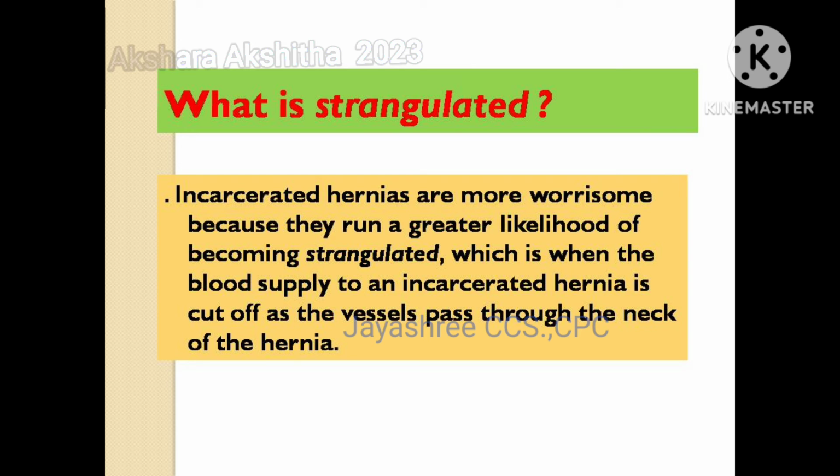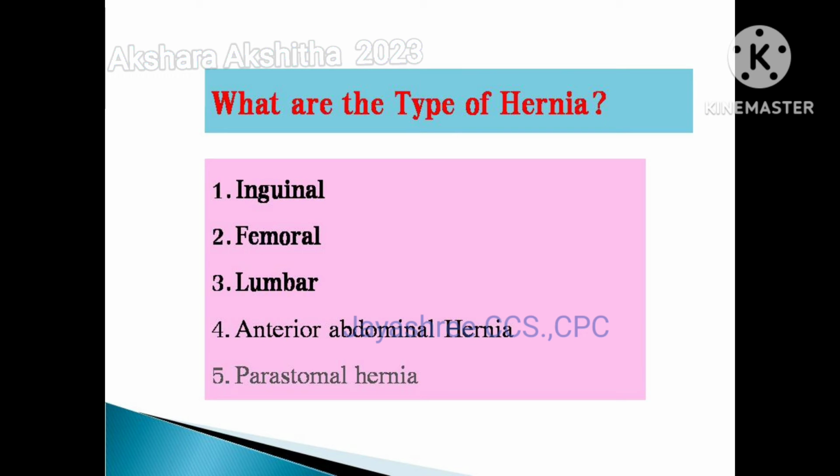So these are the terms we should know before selecting the CPT codes. Sometimes if the doctor does not say incarcerated, obstruction can also be considered as incarcerated for the CPT codes. Incarcerated, strangulated, obstruction or obstructed are terms we can consider as incarcerated CPT codes. Okay, next, we already saw some types of hernia.